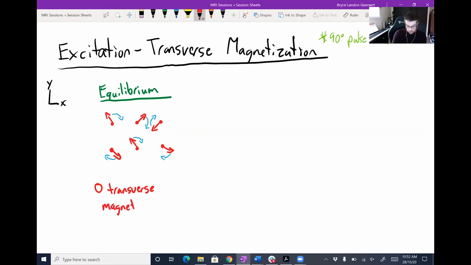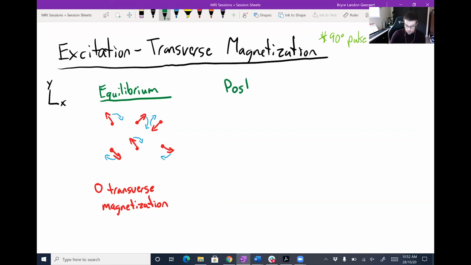Hopefully referring to transverse magnetization makes sense to you guys. It's just the component that's in the plane that's 90 degrees or orthogonal to the Z plane. Sometimes called the XY plane instead. Transverse is shorter though, or easier to say.